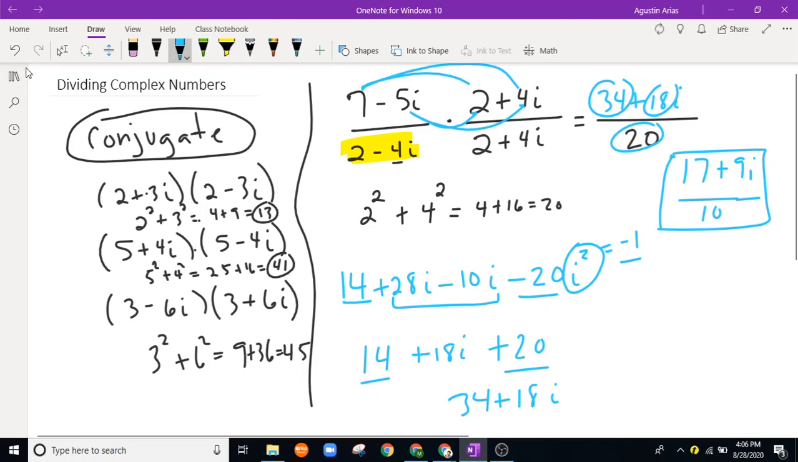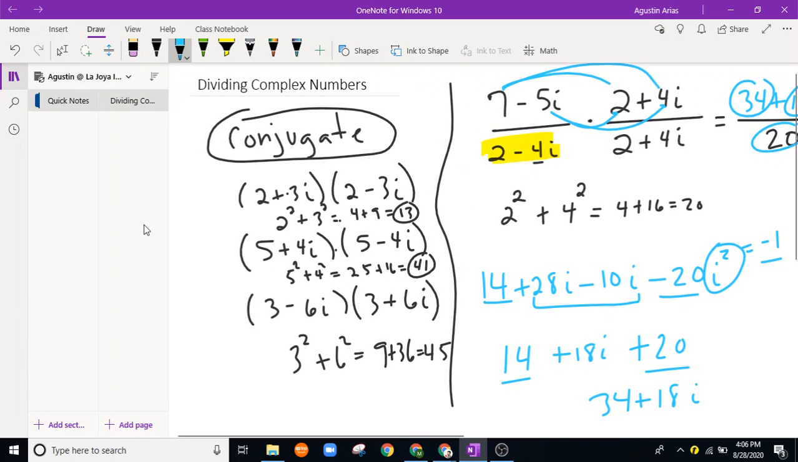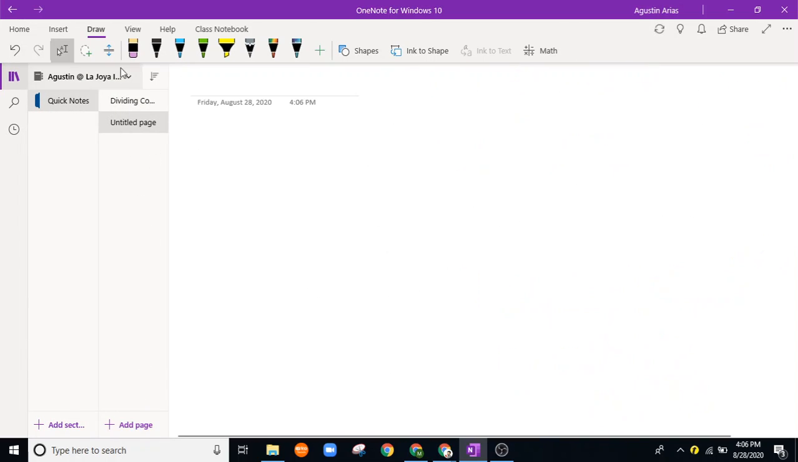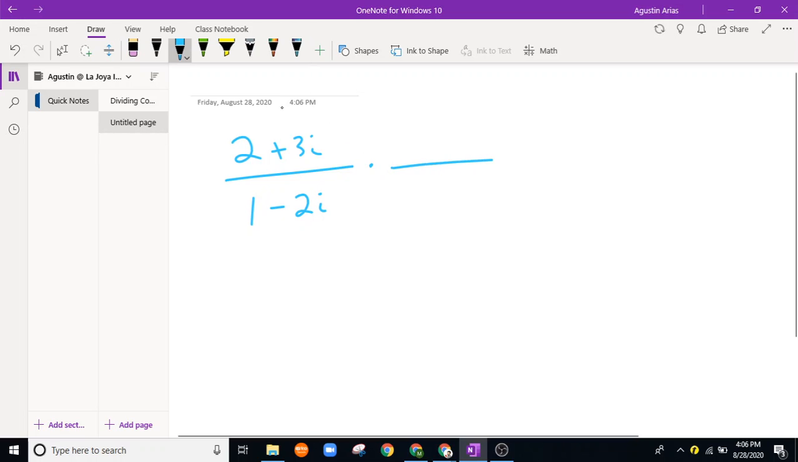Okay, let's do another example. All right, so same idea. Let's do 2 plus 3i divided by 1 minus 2i. All right, so I need to figure out what it is that I'm going to multiply by. And of course, like I said, you're going to look at the denominator and get the conjugate of the denominator.